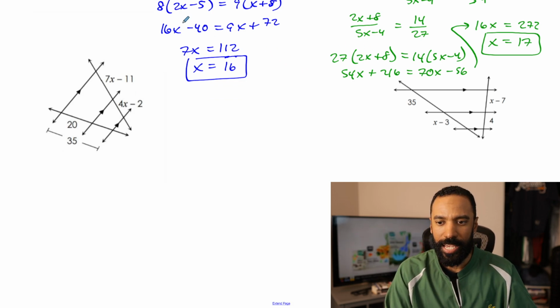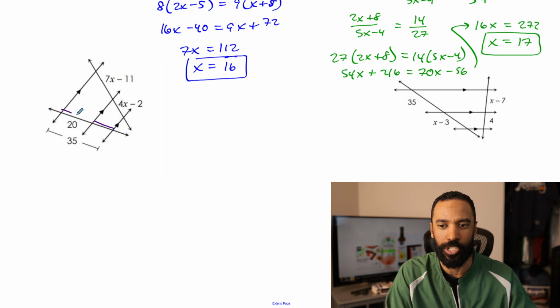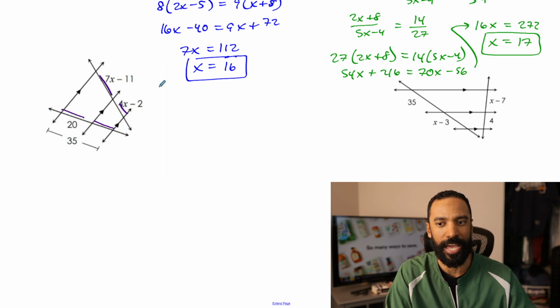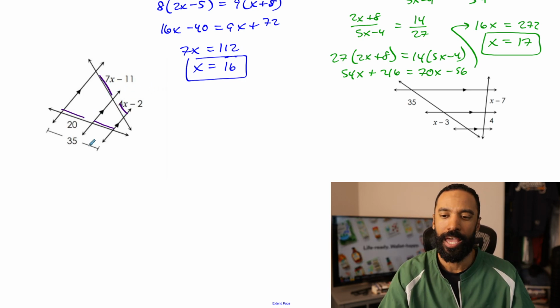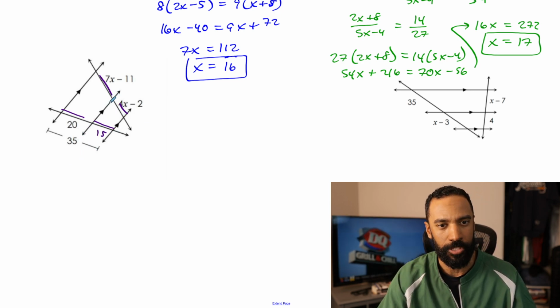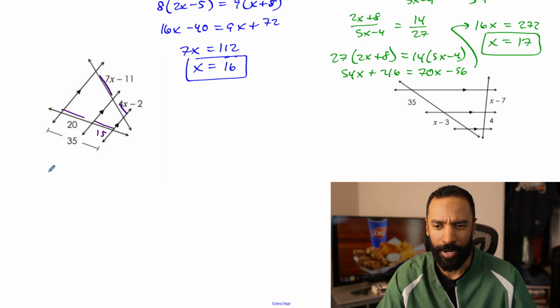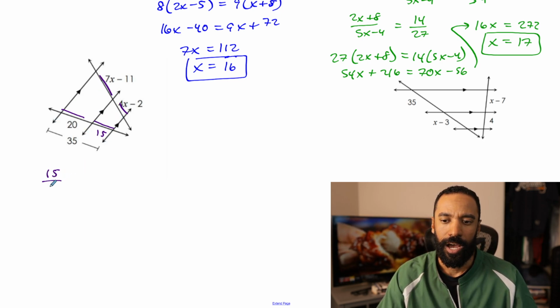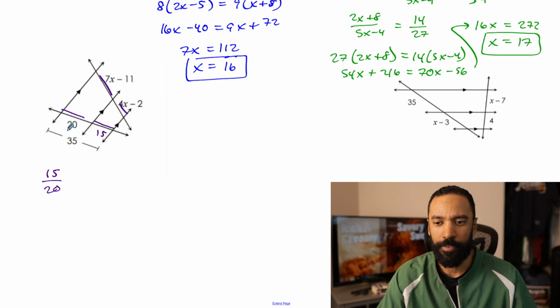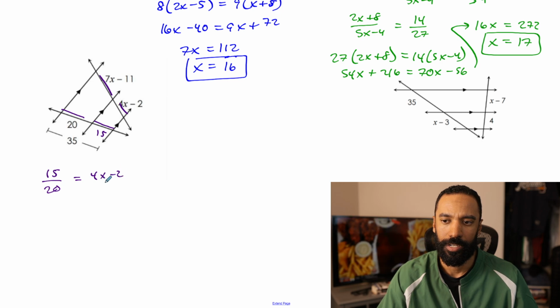All right, this next set is really no different when it comes to the proportion idea. This over this equals this over this kind of thing totally applies. And 35 minus 20 is 15, and I can work it out that way. So just because it's split side, parallel lines need to be had, and they are. We're not going to give it to you without that if you're ever tested on something like that. So 15 over 20 equals, say, 4x minus 2 over 7x minus 11. And again, more than one way that you can write these proportions.